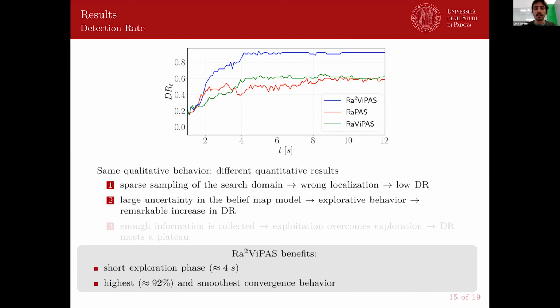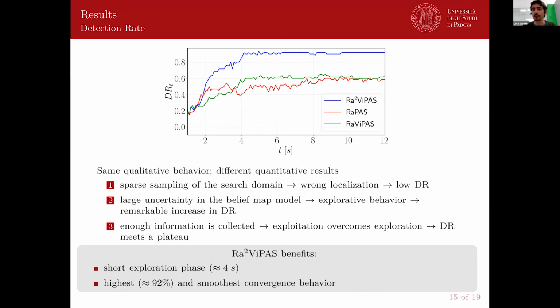Anyway, the surrogate model has a large uncertainty in itself. So it drives a certain explorative behavior for the platform. And therefore, a great amount of information is collected, which leads to a remarkable increase in the detection rate. Finally, when enough information is collected, the uncertainty on the belief map is reduced, and so the exploration behavior gives space to the exploitation, which leads to a plateau in the detection rate.